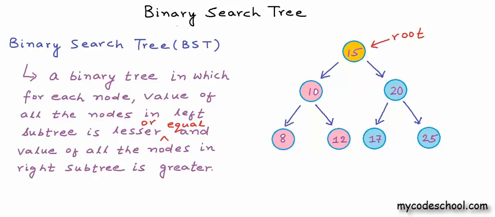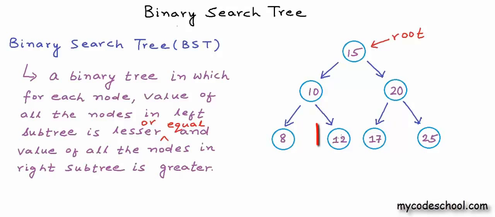Now let's look at this node with value 10. In the left we have 8, which is lesser. In the right we have 12, which is greater. So we are good. We are good for this node with value 20 too. And we don't need to bother about leaf nodes because they do not have children. So this is a binary search tree.